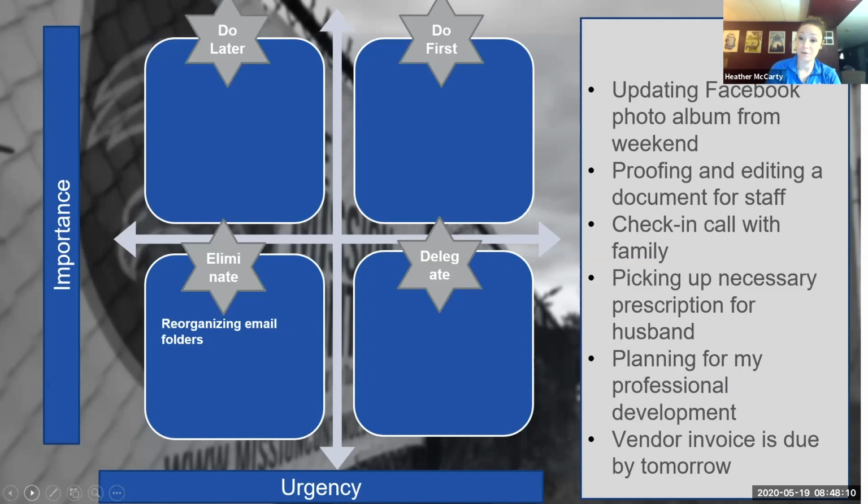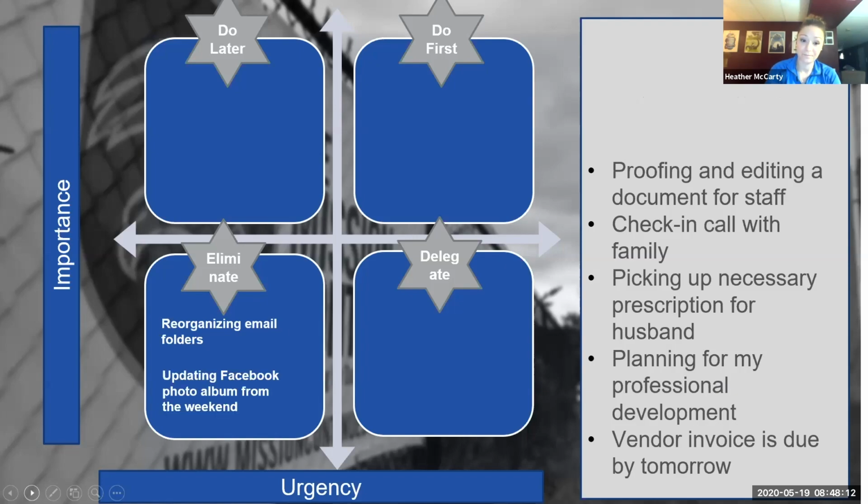While I love to share photos on Facebook, the reality is that this is not something that really is important right now. The people who were closest to me, who I wanted to share those photos with, I've already texted them the photos. And there also is no urgency to this. There's no time constraint on when I need to put those up there, and I can do those at another time. So now I have identified already 2 things from my list that really can be eliminated, that I don't need to think about.